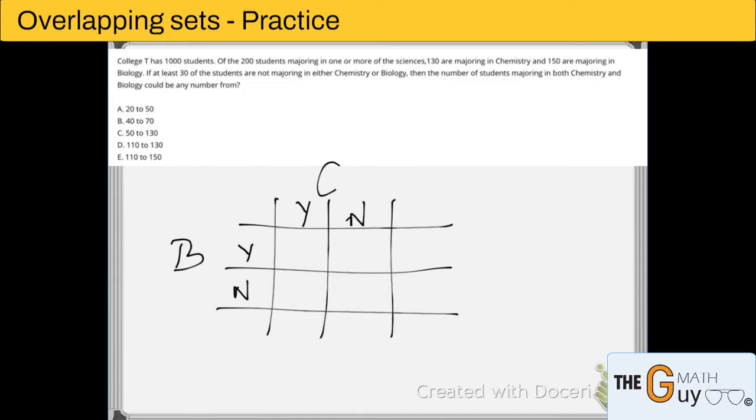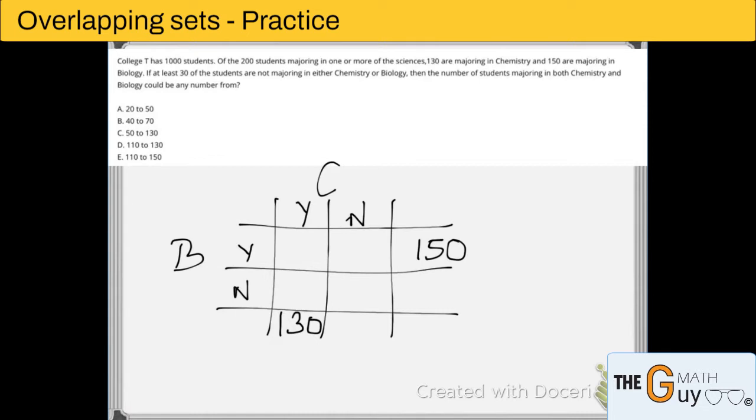I've already made this. Okay, chemistry. Either a student will major in chemistry, yes or no. They will major in biology, yes or no. Now I know the total for chemistry is 130. So 130 do major in chemistry, 150 do major in biology. The total for the yes row for biology will go on the outside of the 4. The 4 blocks in the center are your core blocks where we will put the numbers later.